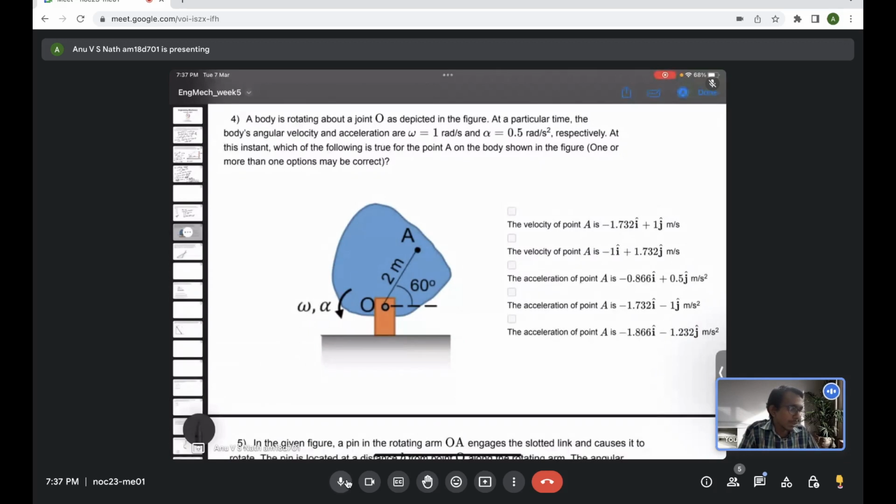If you see the options, you are asked to evaluate velocity of point A and acceleration of point A. You just need to evaluate both of the quantities and check which of the options is correct. So try it out, then we will discuss it.